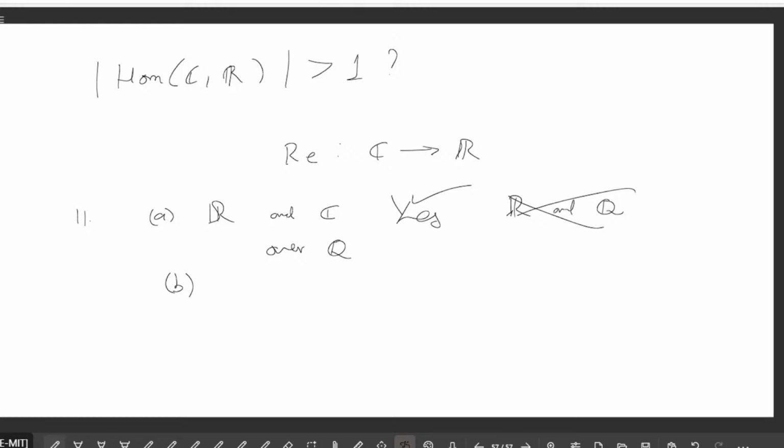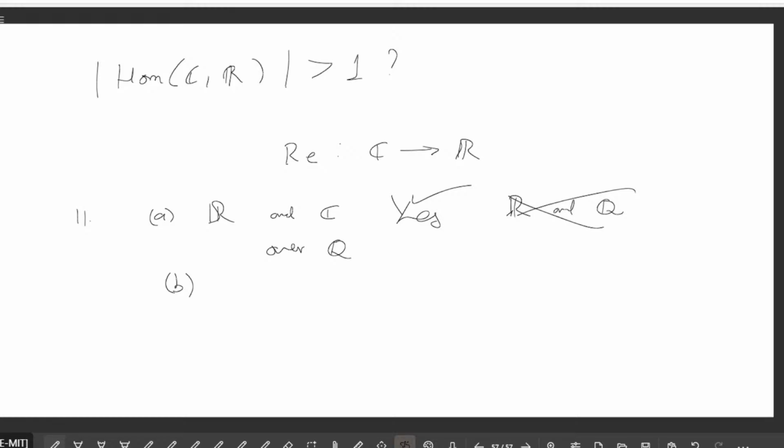Okay, R star and C star. That is the multiplicative group of non-zero real numbers and non-zero complex numbers. Are they isomorphic? No, because in R there are only two elements with a squared equal to 1, or a to the fourth equal to 1. But in C there are four elements: 1, minus 1, i, minus i, which are the fourth roots of unity. In R there are only 2 roots.